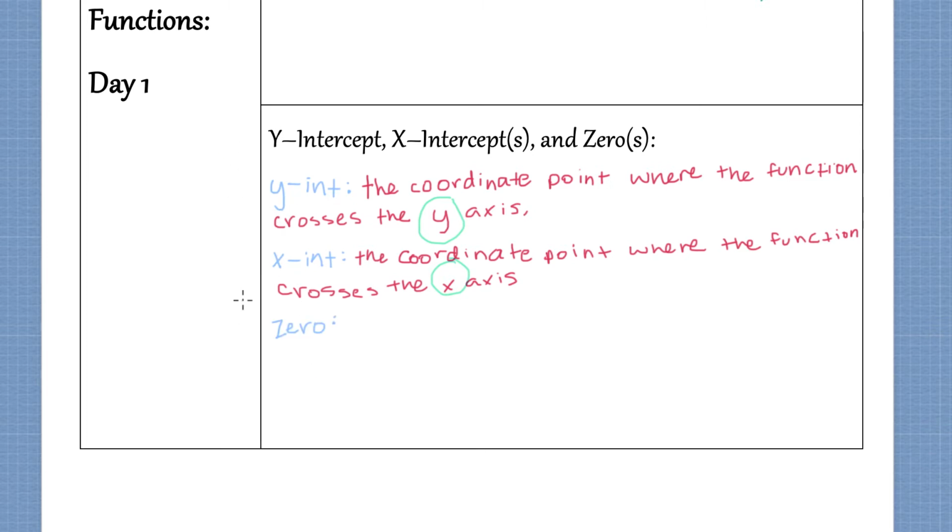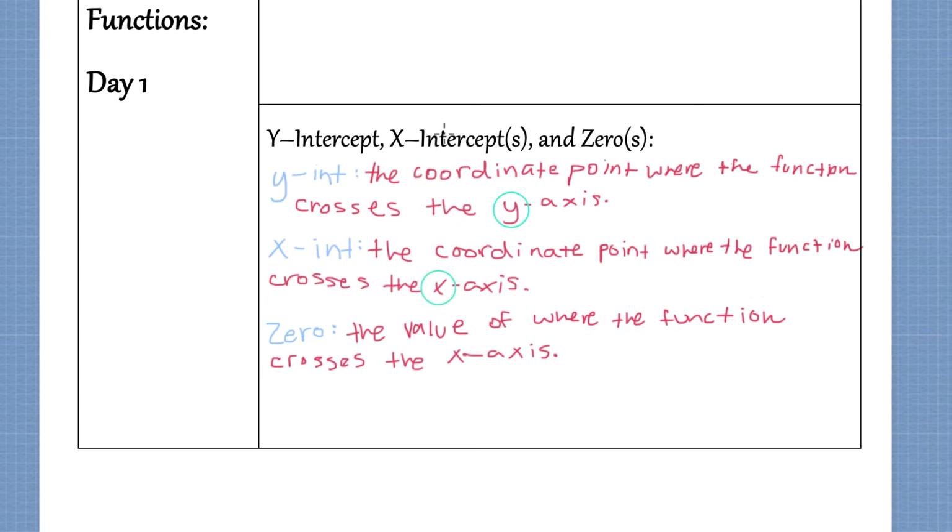Next we're going to talk about what a zero is. This is not the same as the value or the number 0. A zero is actually the value of where the function crosses the x-axis. You can see how this is different from the X-intercept because the zero is not written as a coordinate point. Instead, it is written as a value like 4 or 2 or 3.